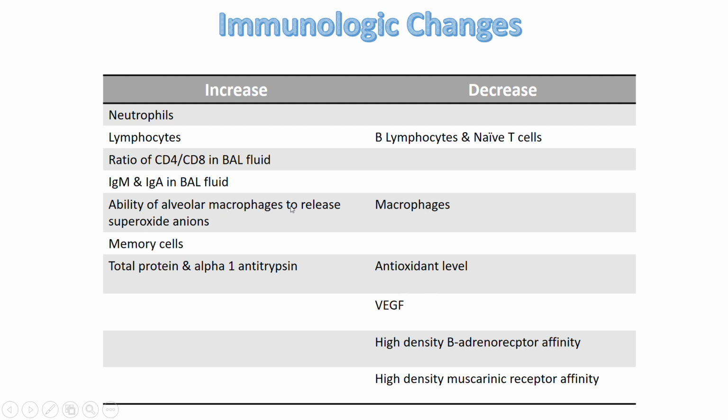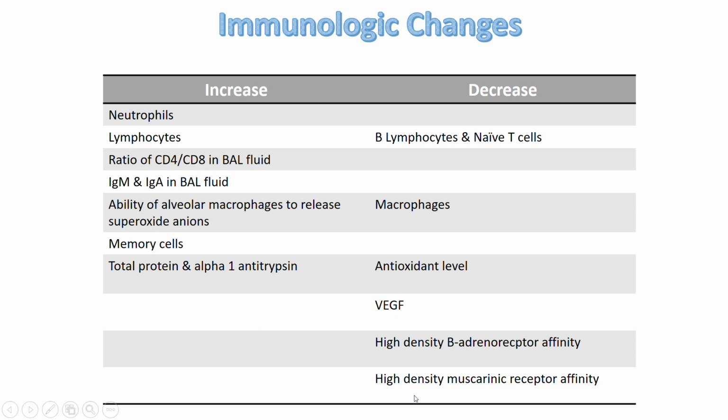This is relevant because the ability of the alveolar macrophage to release superoxide anions increases despite the fact that the body is not able to defend itself and the antioxidant level decreases. So if these two items are not opposite, there will be no evident effect. I mean, if the superoxide anions level increased and also the antioxidant level increased, the damage will be neutralized. However, the damage occurs, and that's why we have done extra studies and investigations to find out the underlying pathology. So superoxide anions increase, yet antioxidant level decreases. Vascular endothelial growth factor also decreases.